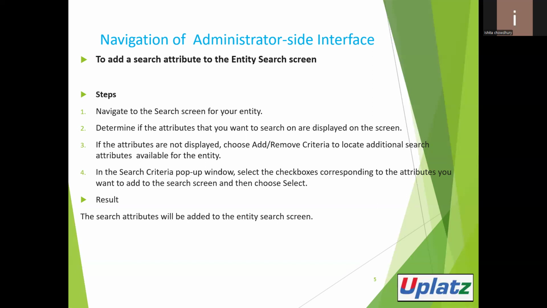So if the item status filter field is not available, you will click on add or remove criteria. You will locate that filter, you will locate that field. You will select it, you will checkbox it, you will submit it, right? In the select search criteria pop-up, select the checkbox corresponding to the attribute you want to add to the search screen and then choose select and submit. Okay. After that, the result expected or the outcome expected is the search attributes will be added to the entity search screen. All right.